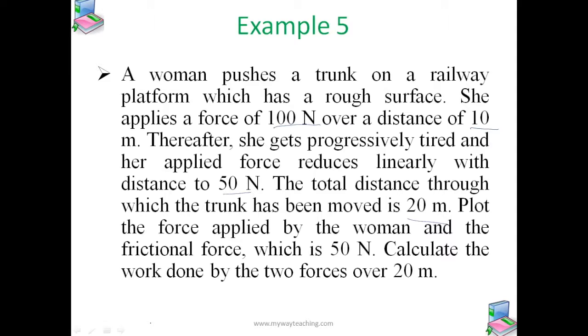Okay, say a woman pushes a trunk on a railway platform on a rough surface. First of all, she applies a force of 100 Newton over a distance of 10 meters. But after that, she gets tired, isn't it? And the applied force reduces linearly with the distance to 50 Newton, 100 to 50 Newton. Up to 10 meters it was 100 Newton force, but after that the force is reduced to 50 Newton with the distance, and the total distance through which the trunk has been moved is 20 meters. So now plot the force applied by the woman and the frictional force, that is the frictional force on the rough surface which is applied on that trunk, 50 Newton, and calculate the work done by the two forces over 20 meters.